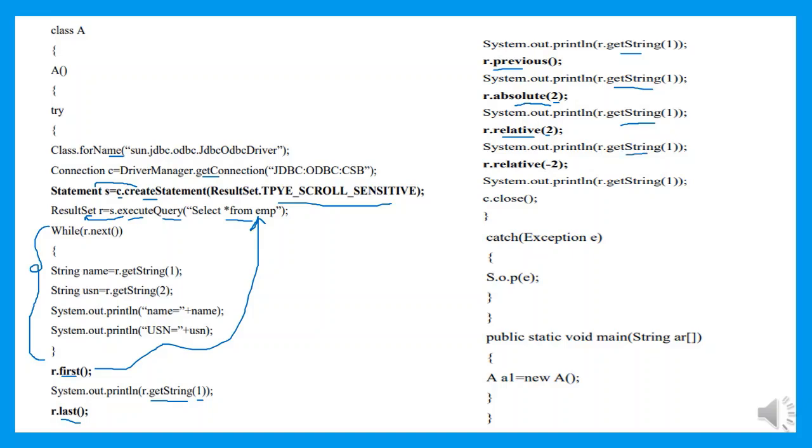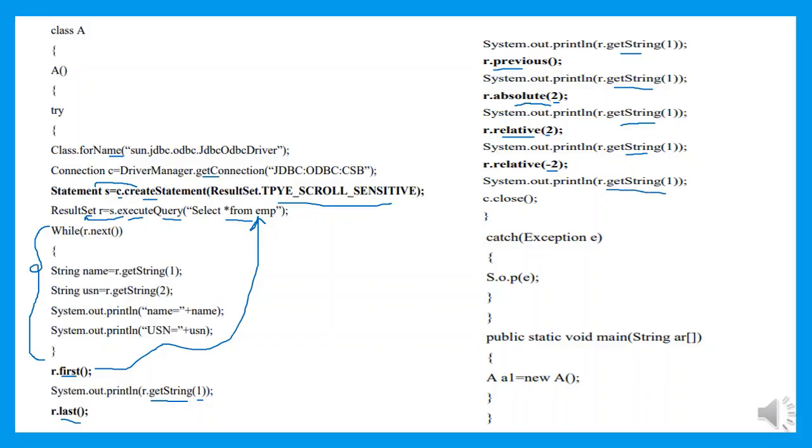Then I want to move 2 steps backward from the current position. Now the current position of the table was in the fourth row. I want to move back to the second row. So I will specify -2. When I specify -2, the cursor will move in the backward direction. From the fourth position, it will move to the second position, that is the second row of the table. Again, I am going to fetch the name of the table.